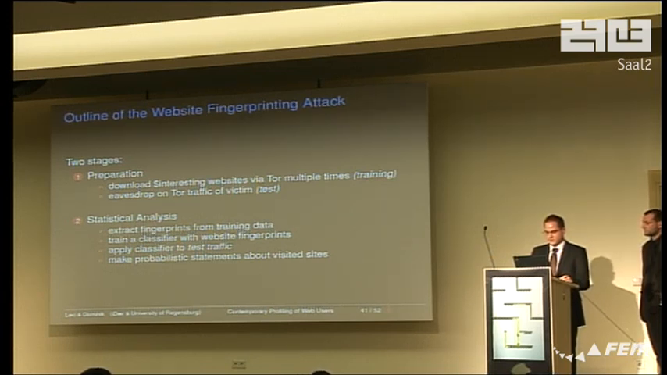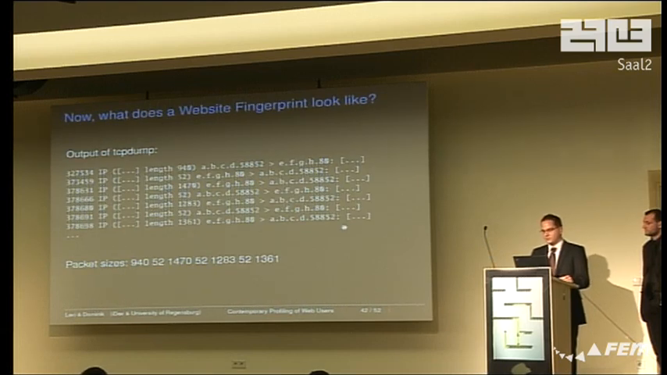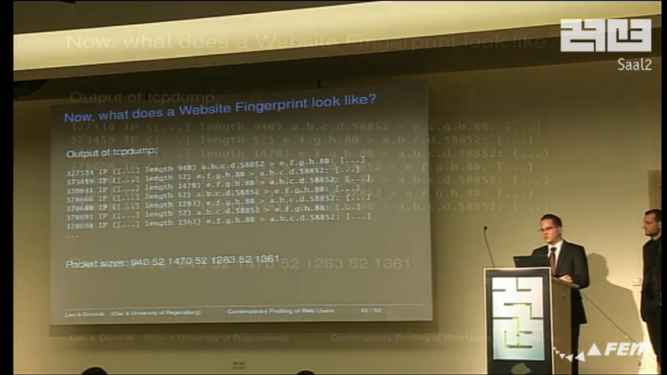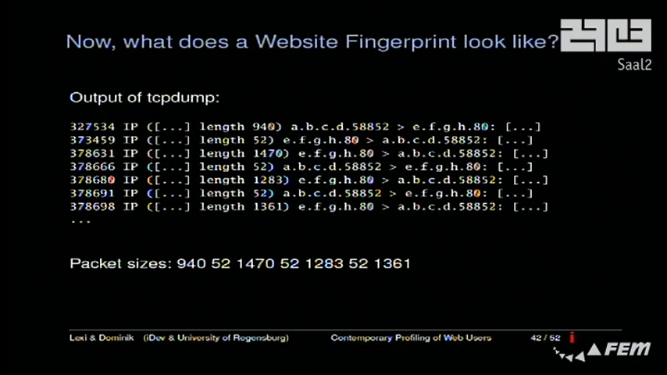So that's that, basically. Now, what does this website fingerprint look like? Keep in mind what I was talking about when I was talking about instances in the second part of this talk. We're starting with the output of a TCP dump this time. In a TCP dump, you get easy access to packet lengths, direction of flow, and timing. But in the very basic case, we are only interested in packet lengths. So in this case, you have them printed on the slide. The aim of the attack is now, using solely those packet sizes, to find out whether it's website A, B, C, or D.